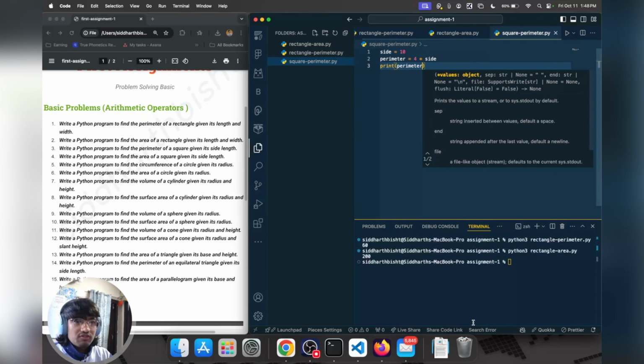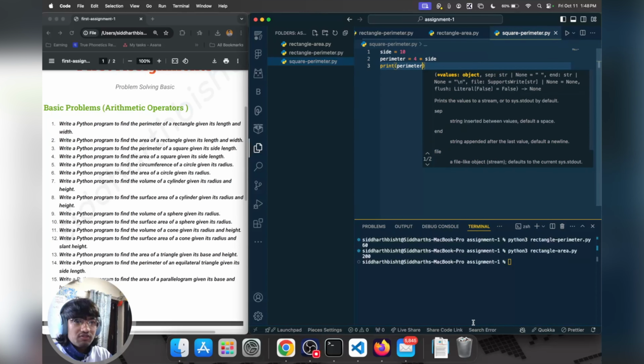Write a Python program to find the area of a square given its side length. So now square area.py, let's take its side again as, let's say, 20 this time, and to just find its area, I will just say area is equals to side multiplied by side, and you can Google out the formula always. And if I just write print area, I will get its area.